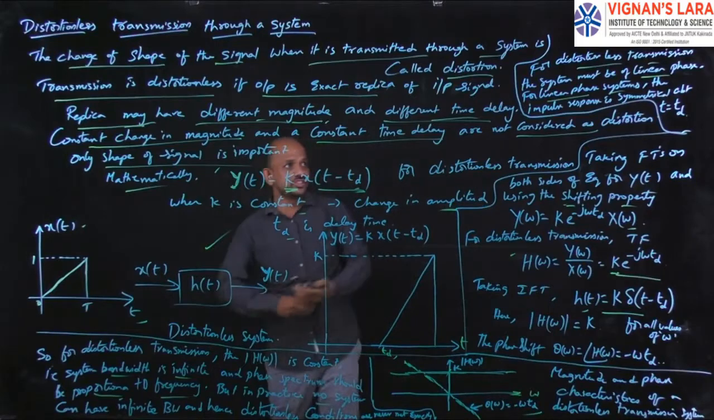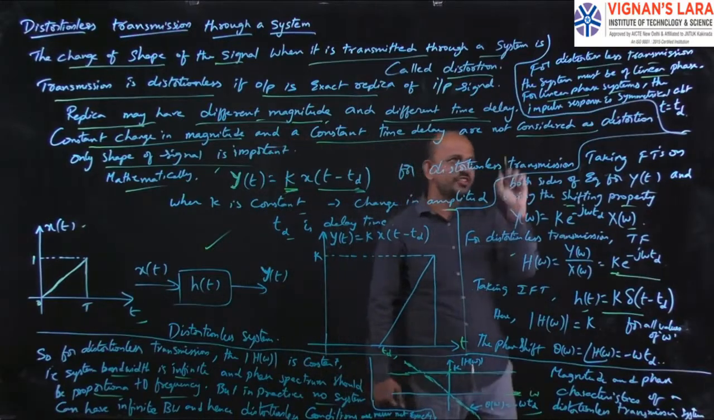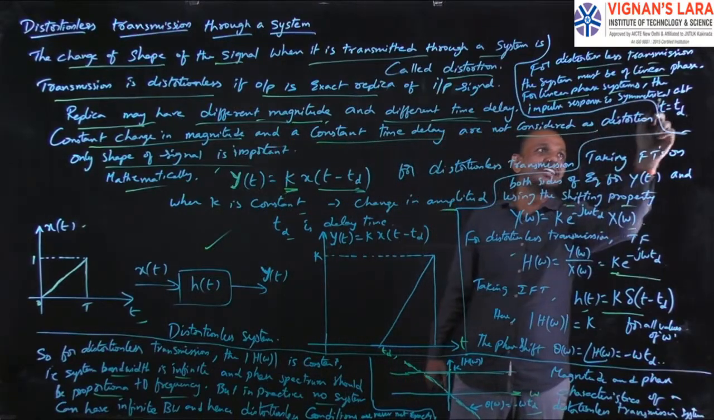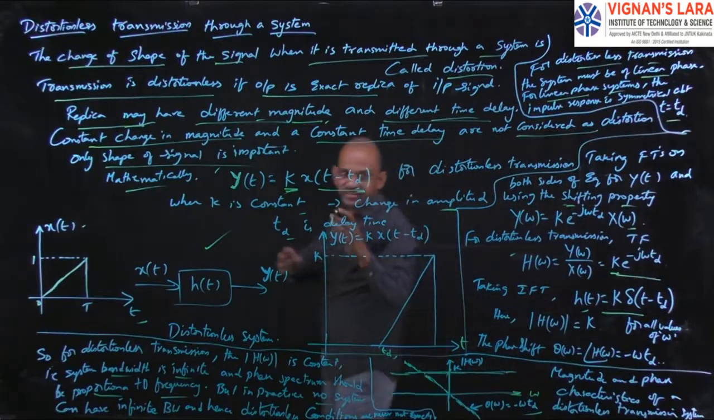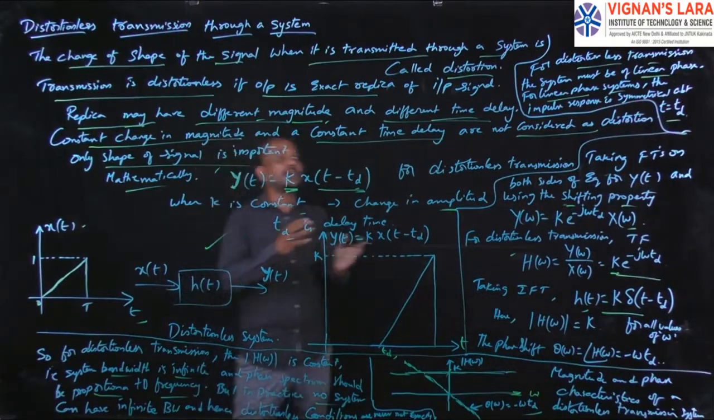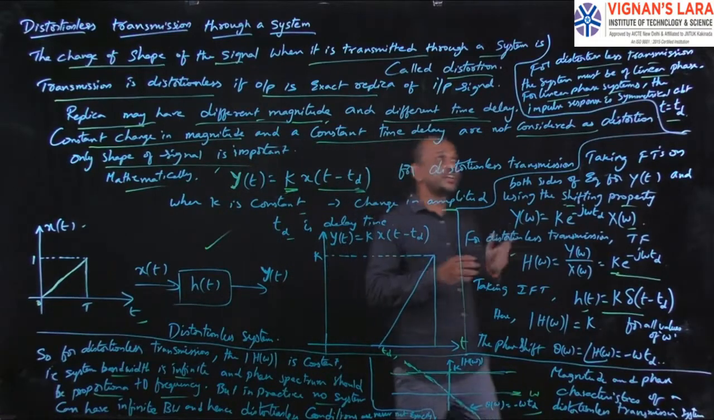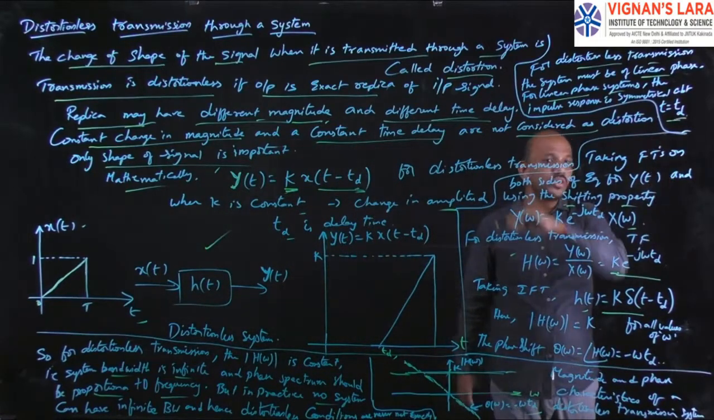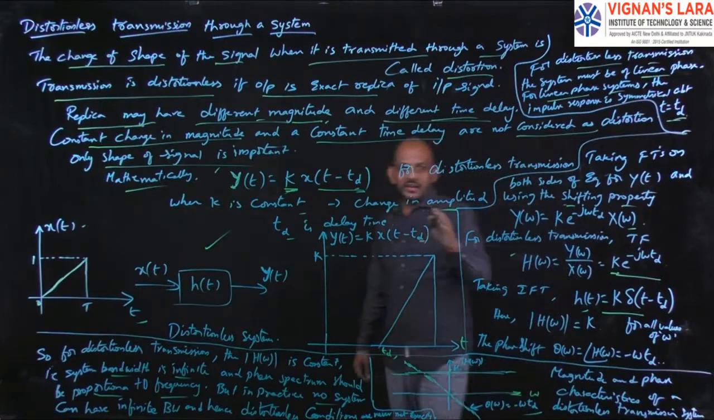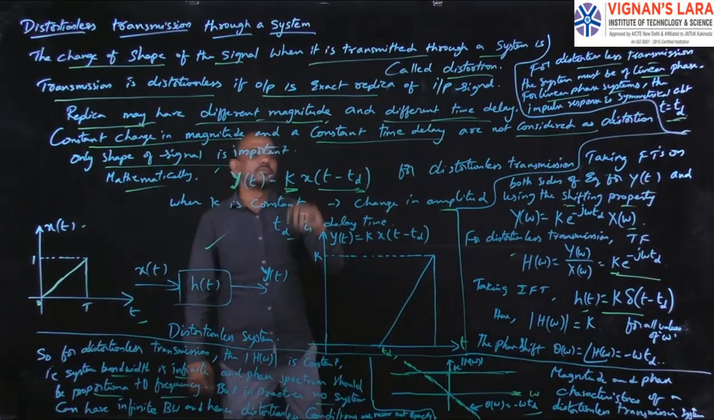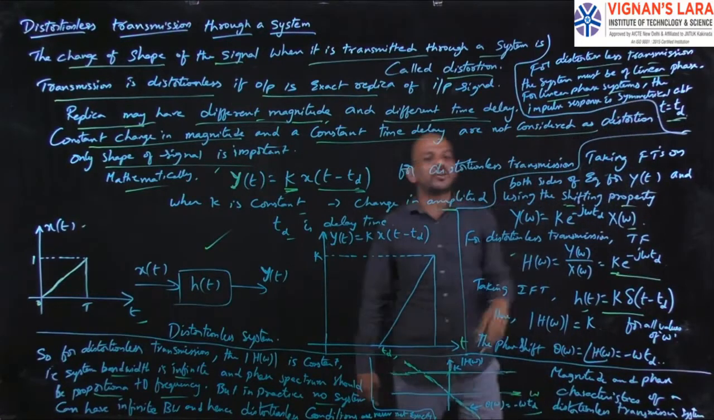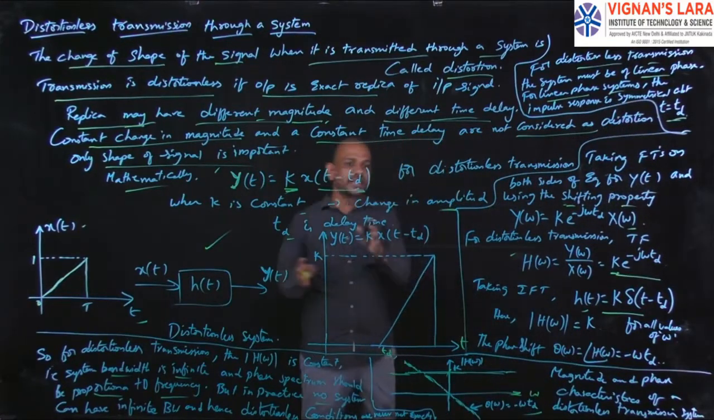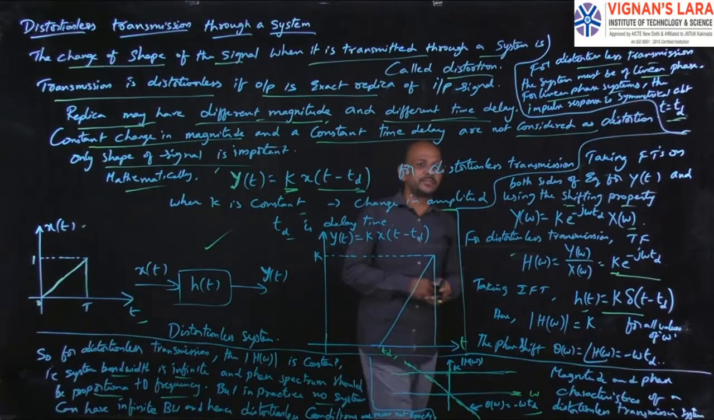For linear phase systems, the impulse response, that is h of t, is symmetrical about t equal to td. Whenever the t value is equal to td, then it will be symmetrical. So this is for your work. You have to prove that for linear phase systems, the impulse response will be symmetrical about t equal to td.